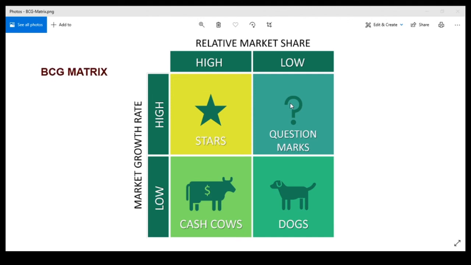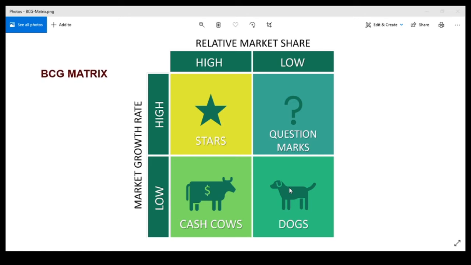So when your product has a low market share, but that product has very good market growth, what you have to do is hold and rebuild a new strategy in order to increase your market share. So that is the implication as suggested by the BCG matrix. And now we will move on to the next quadrant.